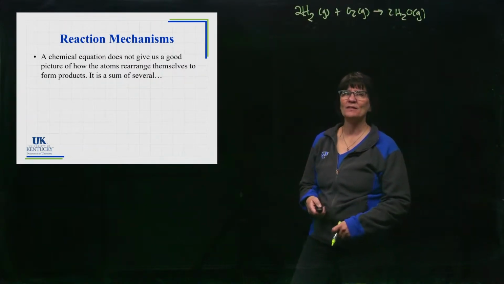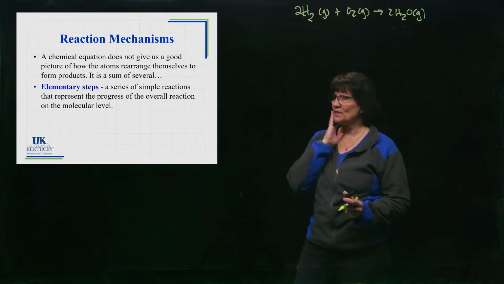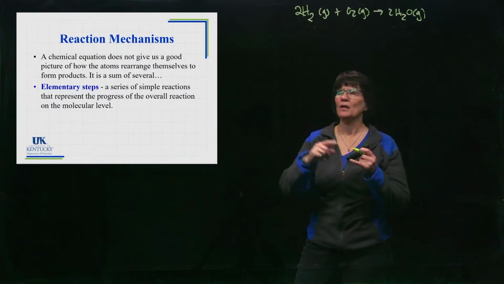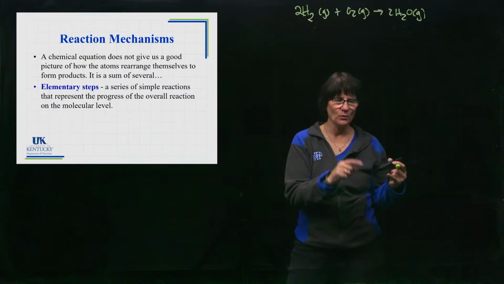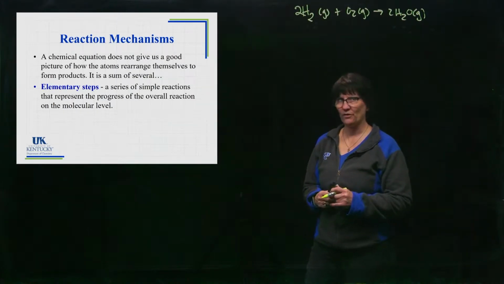Instead, what we have is a sum of these things called elementary steps. Elementary steps are a series of simple reactions where this collides with this first. It makes this. And then this collides with this to make this. And when it's all said and done, we finally end up with the product.